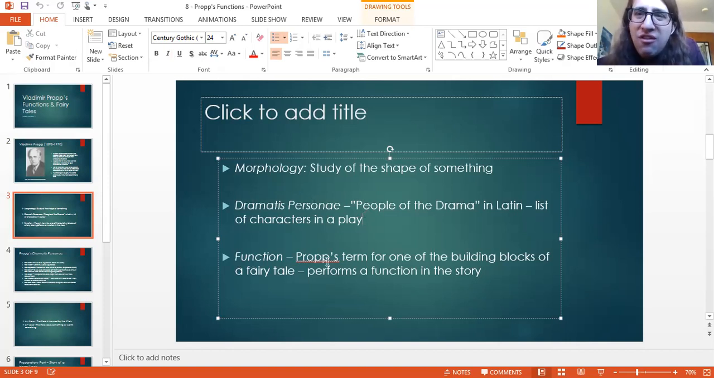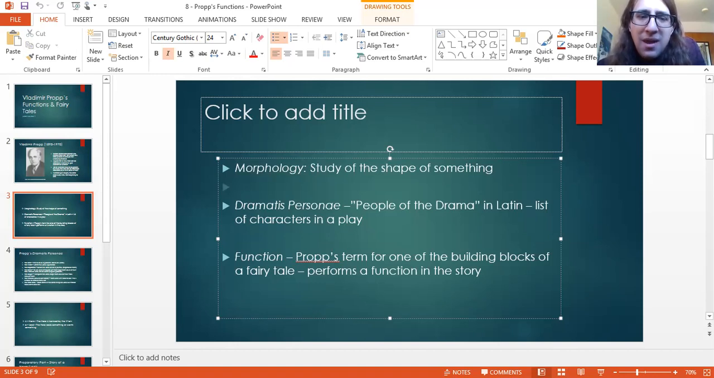Function is his term for an event that happens, basically a building block of the fairy tale, a building block of the story. And he called it that because he argued that every story event performs a function. They do something for the fairy tale. They're trying to achieve some sort of effect or create the structure of the story. And his last term I want to mention is morphology. He called this the study of the shape of the fairy tale. Morph means shape. So that's what he was trying to do here.